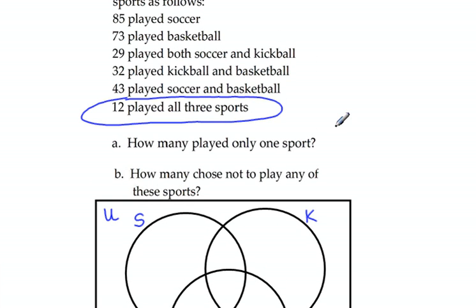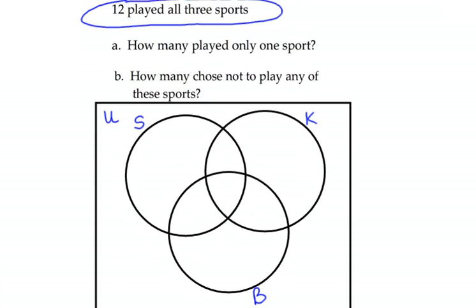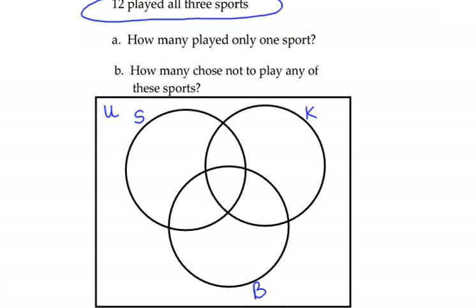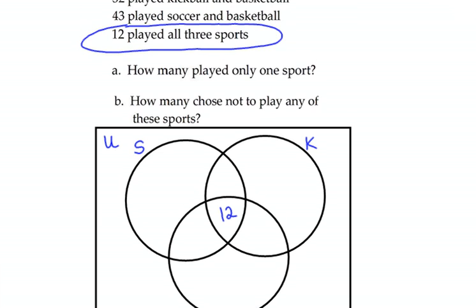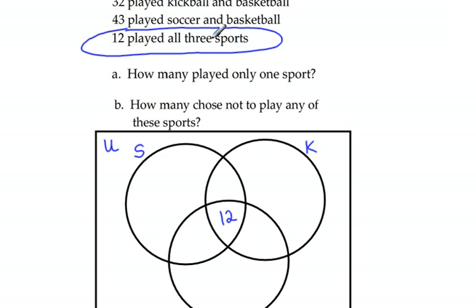In the information given, we've got 12 that played all 3 sports. So we're going to first place in the middle of our diagram the intersection of all 3 of those sports, which would be 12. And then the next place you want to go is to find the intersection between 2 sets at a time. So we're going to first look at the intersection between soccer and kickball, and you'll notice that if I intersected just those 2 circles, this is the area that would represent those who played soccer and those who played kickball.